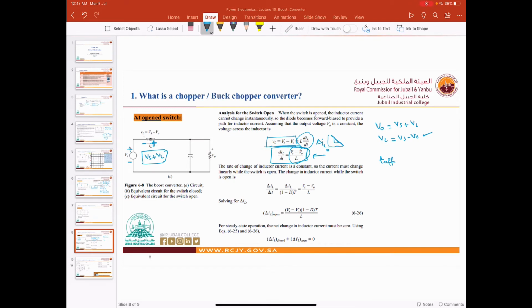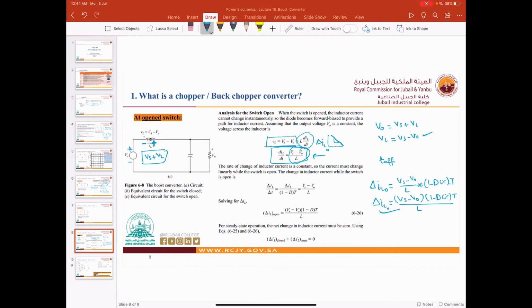So delta IL open is equal to what? Equal to Vs minus V out over L multiplied by 1 minus duty cycle percent and multiply T. So if we can find here, Shabab, you will find that delta IL open is equal to Vs minus V out, 1 minus duty cycle, multiply T over L. Now this is our formula for the delta IL open.